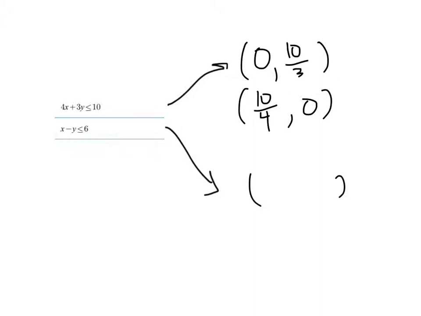In our new equation, a couple of ways we could do this, but the 0 one, be consistent with it. If we make x 0, y is minus 6. Don't forget about the sign. If we make y 0, x is 6. So step 1 would be to find your zeros. Step 2 would be to graph those lines as if they were equalities. And step 3 is going to be to shade.